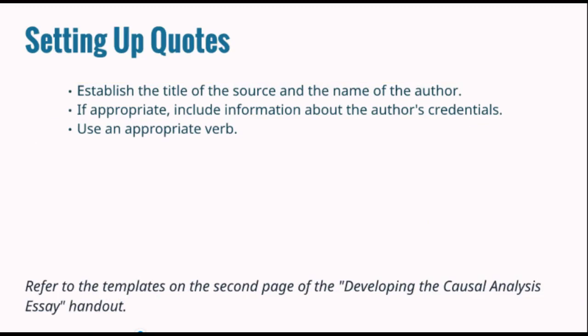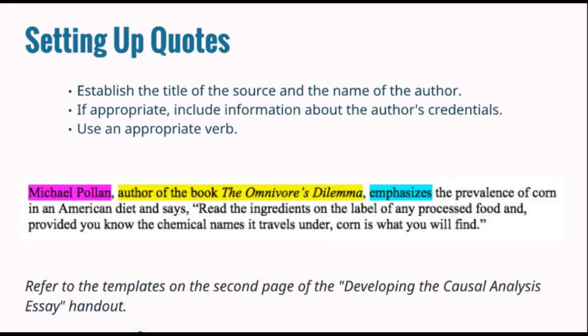If you directly set up a quote, you need to establish the title of the source and the name of the author. If appropriate, you can include information about the author's credentials, and you need to use an appropriate verb. You can refer to the templates on the second page of the Developing the Causal Analysis Essay handout. Here's an example from the book The Omnivore's Dilemma.